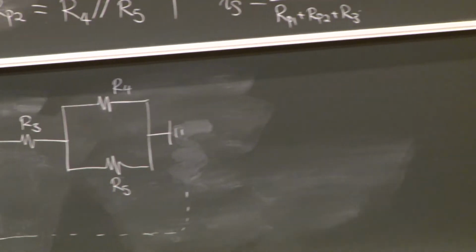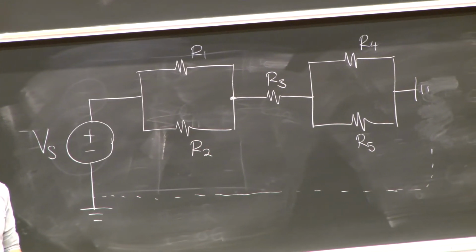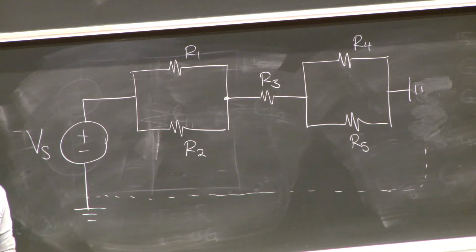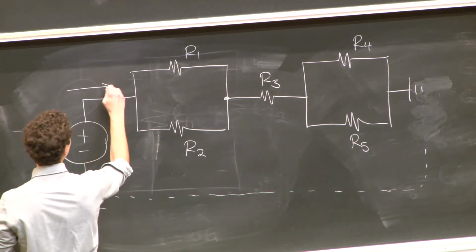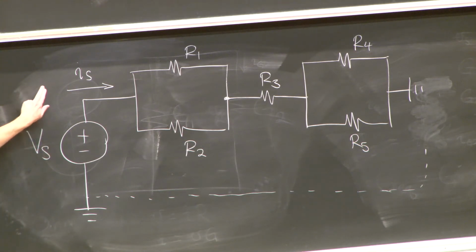Where's IS? What does that mean? IS is going to be the current flowing into the first parallel combination of resistors. IS is still the current flowing out of this voltage source. So I know what that is now. Let's say all these resistors and all the voltages are given. I now know this current, IS.